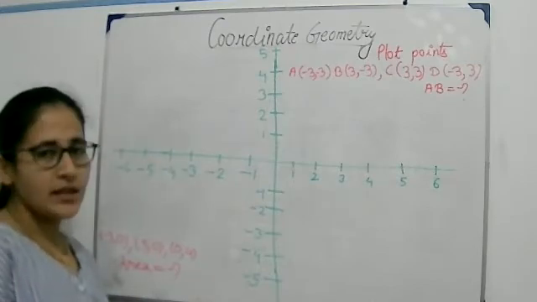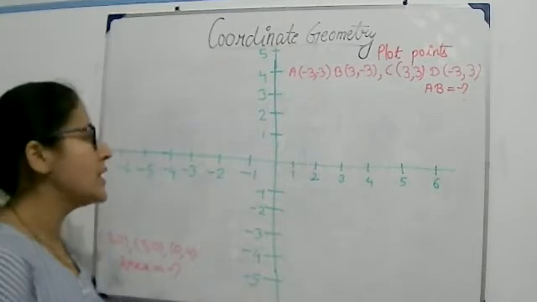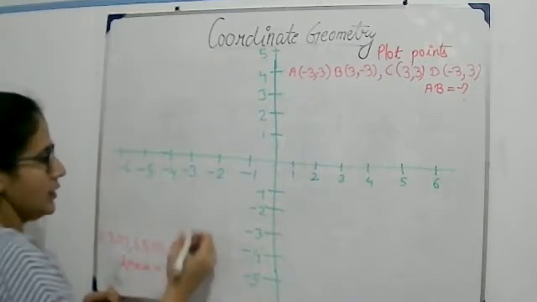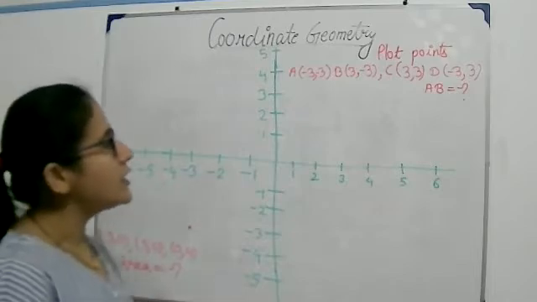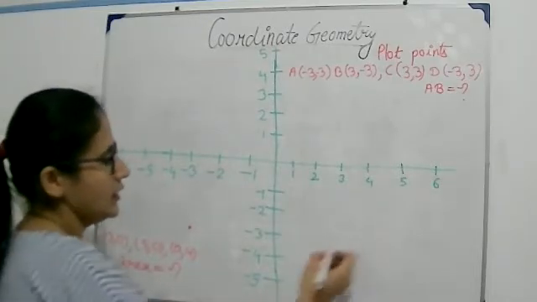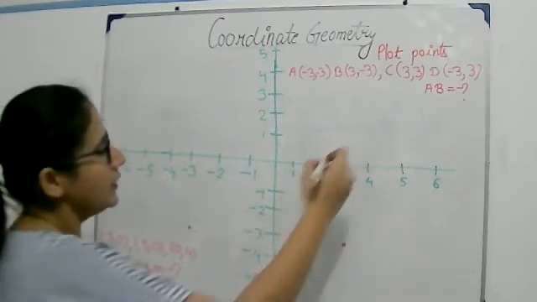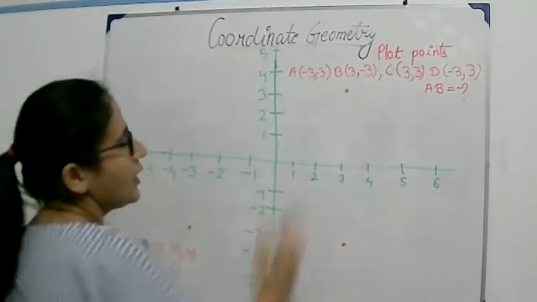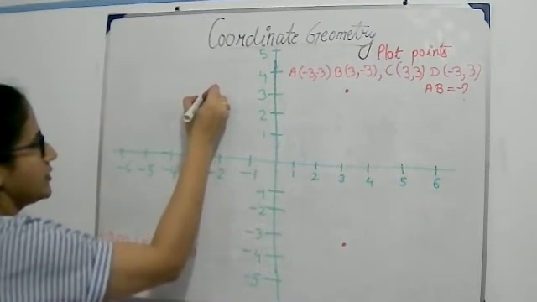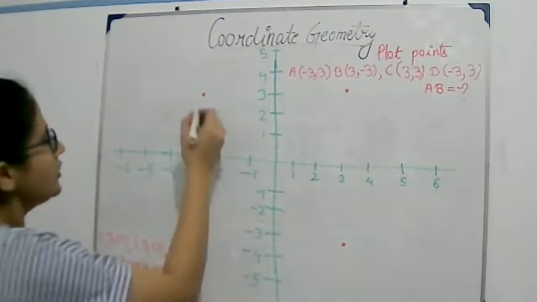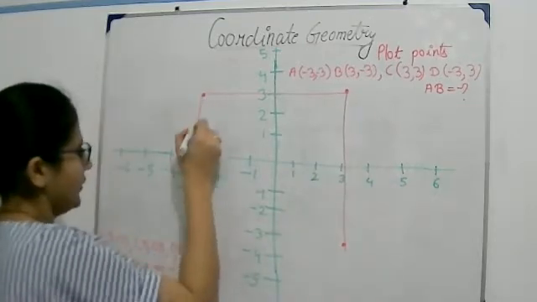First is -3, -3. The x coordinate and y coordinate are -3, -3. So it will be here. Next is 3, -3. Then 3, 3. And the fourth is -3, 3. Then join these 4 points.